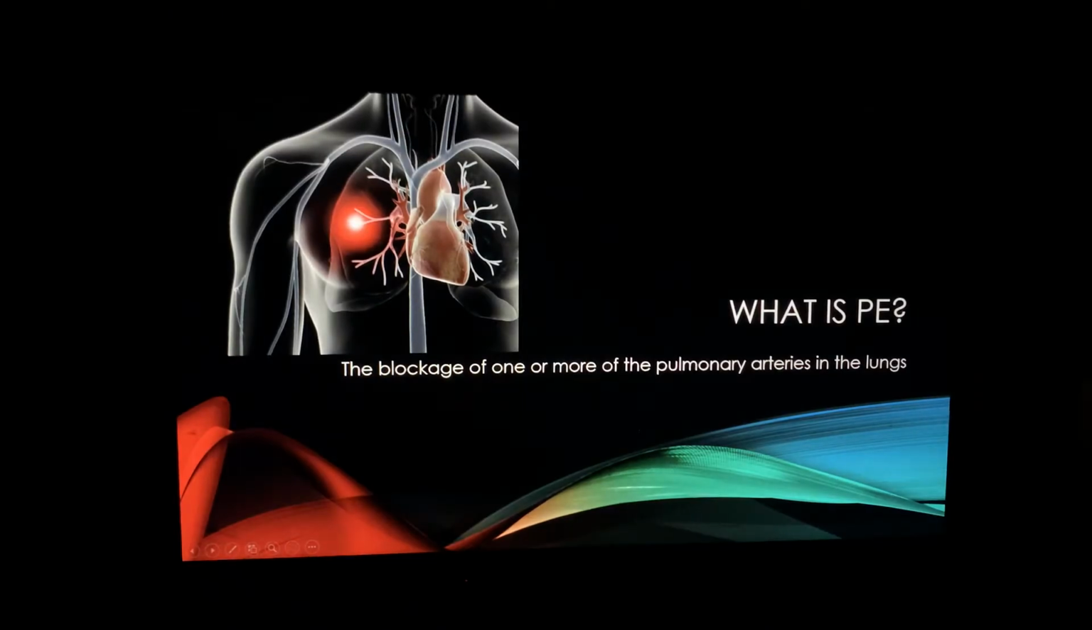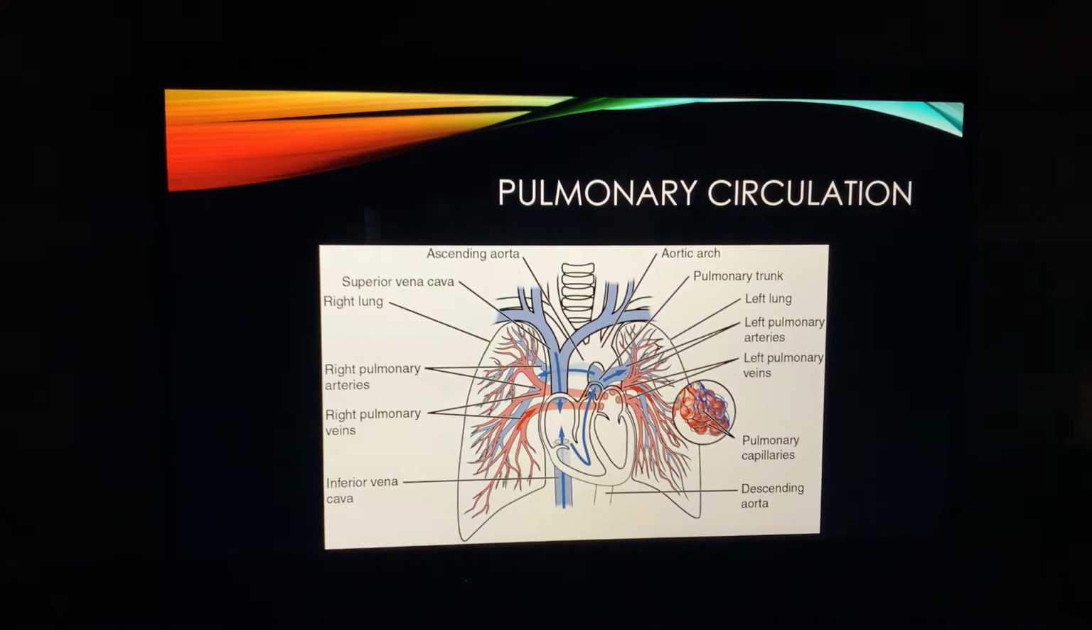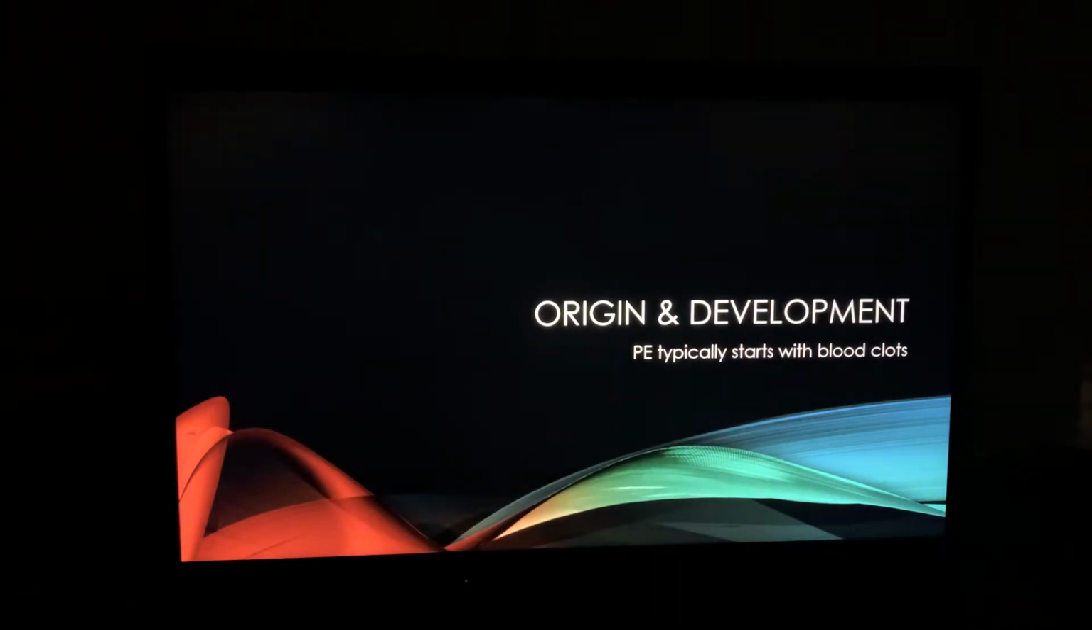So what is a pulmonary embolism? It's the blockage of one or more of the pulmonary arteries in the lungs. This is the pulmonary circulation system. A little about the origin and development. A PE typically starts with blood clots.